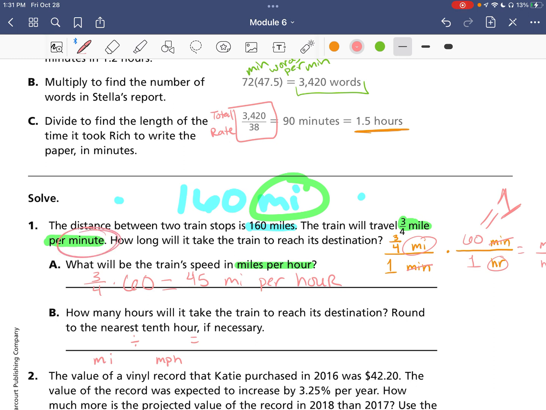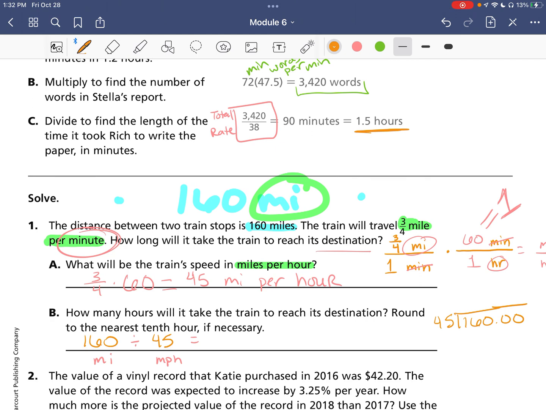Now that we have a rate in miles per hour, not miles per minute, we're able to figure out our question here. So how many hours will it take the train to reach its destination? So we said that we're going 160 miles between train stops. And now we have our rate of 45 miles per hour. On the side of your paper, pause the video. What is 45 going into 160? And it says to round to the nearest tenth of an hour if necessary. So pause the video. Do that on the side of your paper.